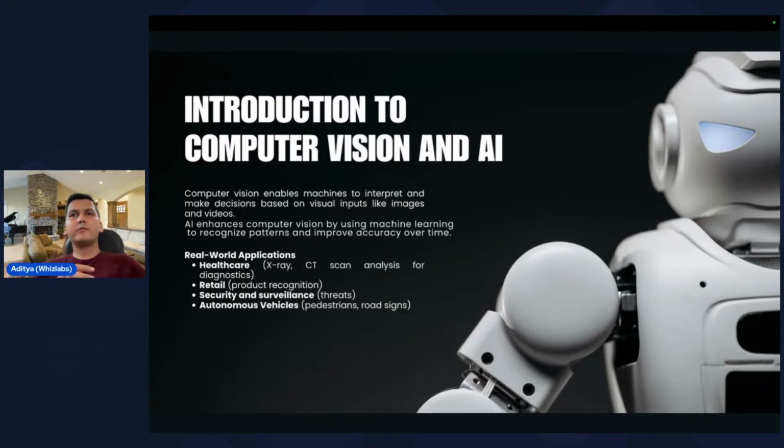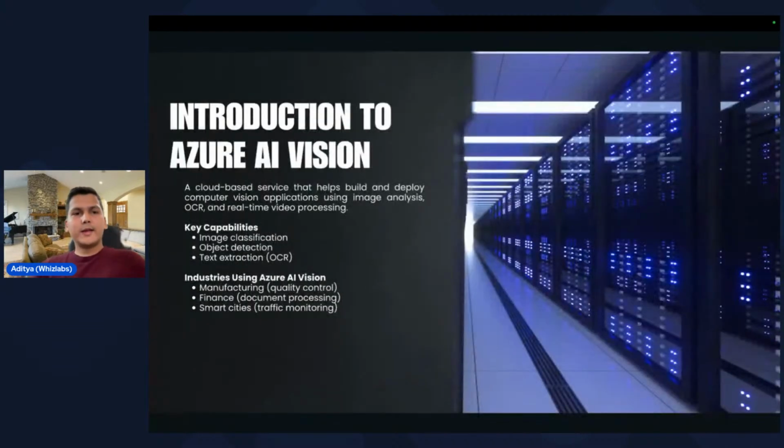So this is a brief introduction of computer vision and AI. Computer vision is a branch of AI, right? I won't say that this is directly related to Microsoft Azure, but it is a branch of AI which is implemented by Microsoft Azure, and that is called Azure AI Vision, right? Under Azure AI Vision, we will be learning about computer vision and custom vision.